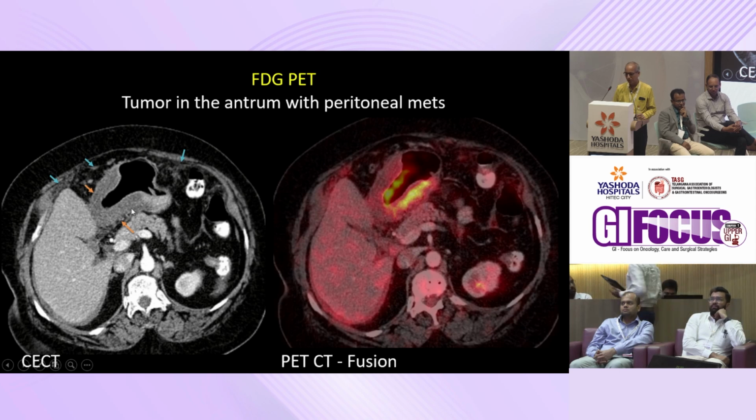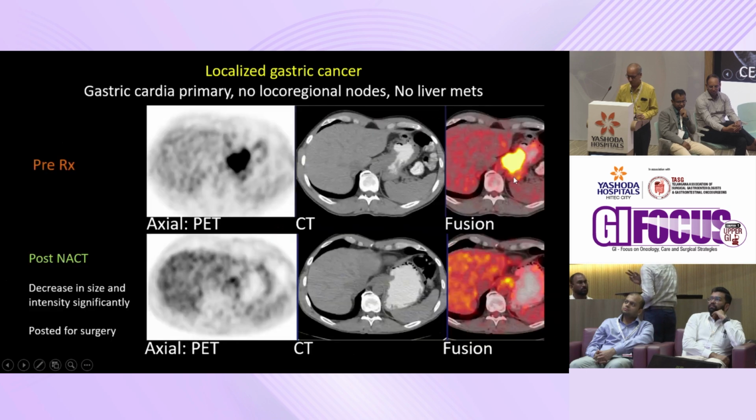You have a large bulky tumor showing uptake on the PET-CT. There is a fusion image. Also note the dirty greater omentum here showing these multiple nodules with faint areas of uptake in the greater omentum.